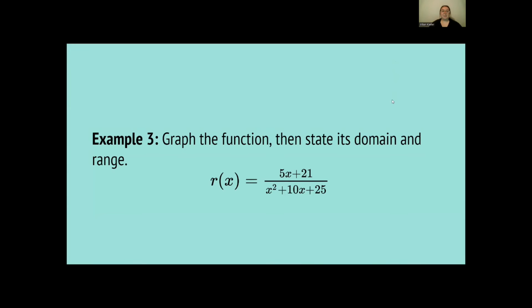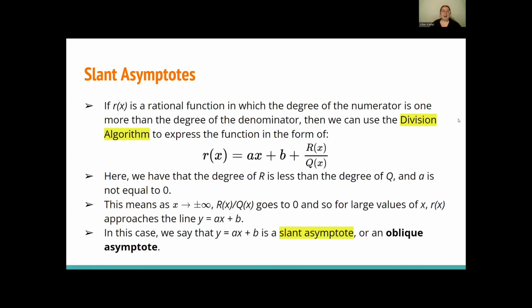All right, so that was example 3. Moving forward, we have another type of asymptote. So we also have slant asymptotes as well. If r of x is a rational function in which the degree of the numerator is exactly 1 more than the degree of the denominator, you would use the division algorithm to express your function in the form of r of x is equal to ax plus b plus the remainder divided by the quotient. So this is what we're going to see here.